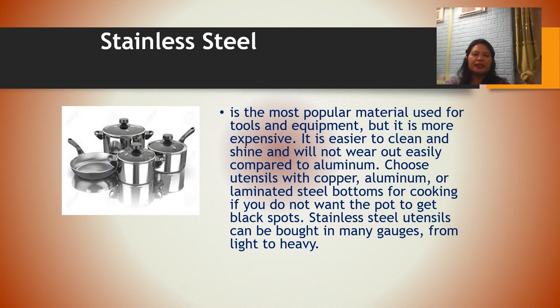The next one is stainless steel. It is the most popular material used for tools and equipment, but it is more expensive. It is easier to clean and shine and will not wear out easily compared to aluminum. Choose utensils with copper, aluminum, or laminated steel bottoms for cooking if you do not want a pot to get black spots. Stainless steel utensils can be bought in many kinds, from light to heavy.